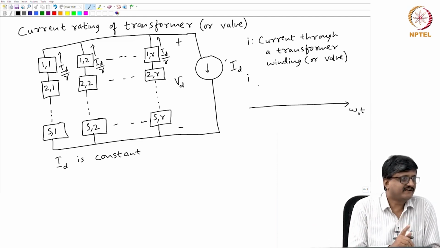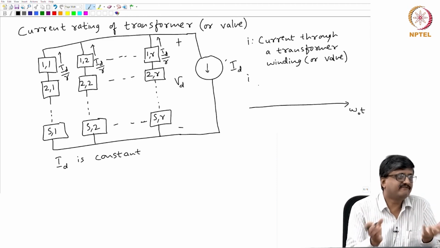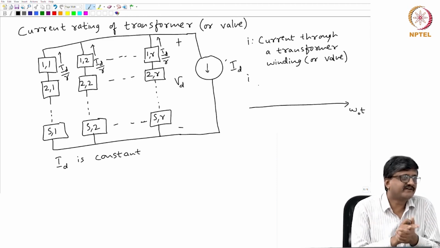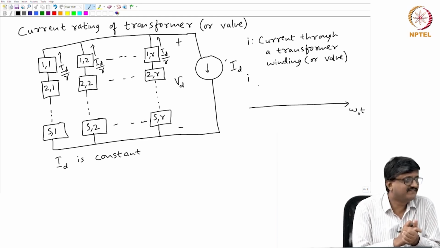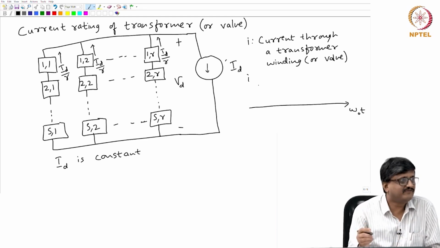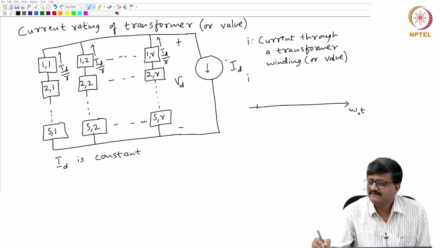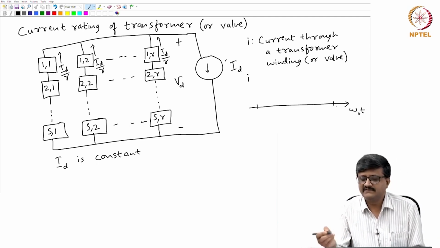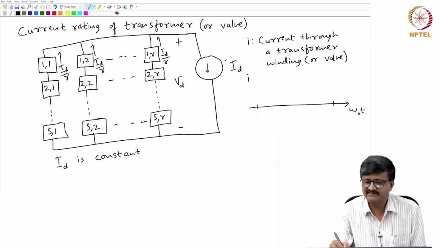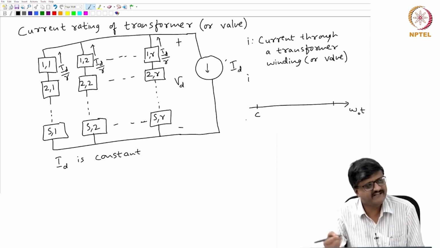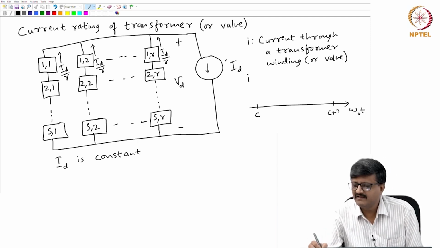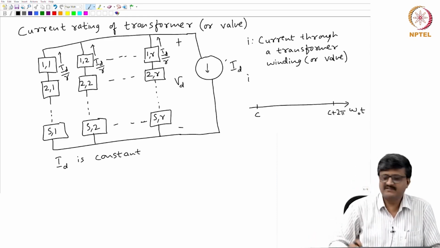At any instant one conducts and all will get an equal opportunity to conduct. So what is the waveform? It is a pulse, so it is a non-zero value. If I take any cycle of the AC side voltage, suppose I can find some arbitrary C and C plus 2 pi, this is one cycle.